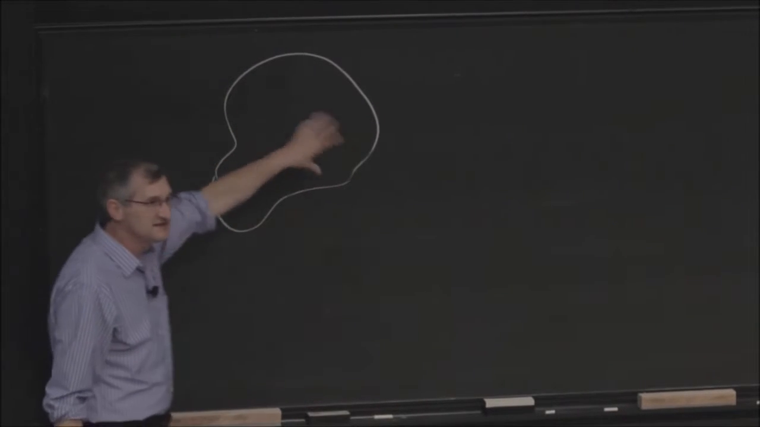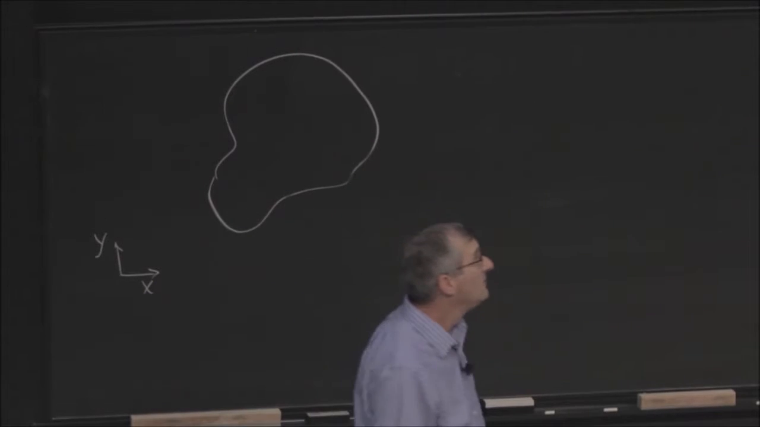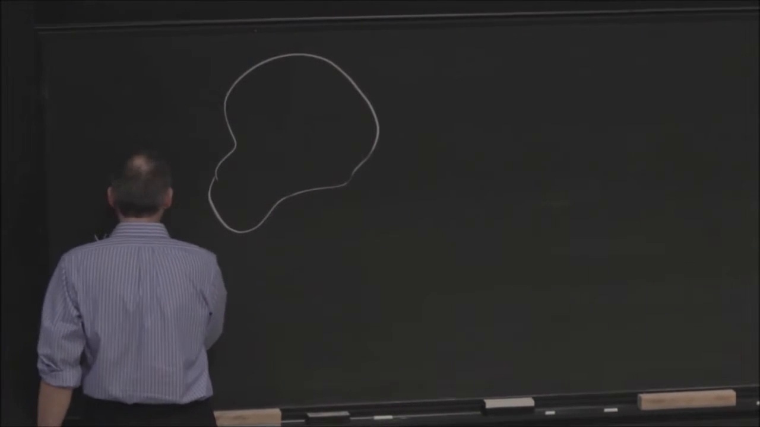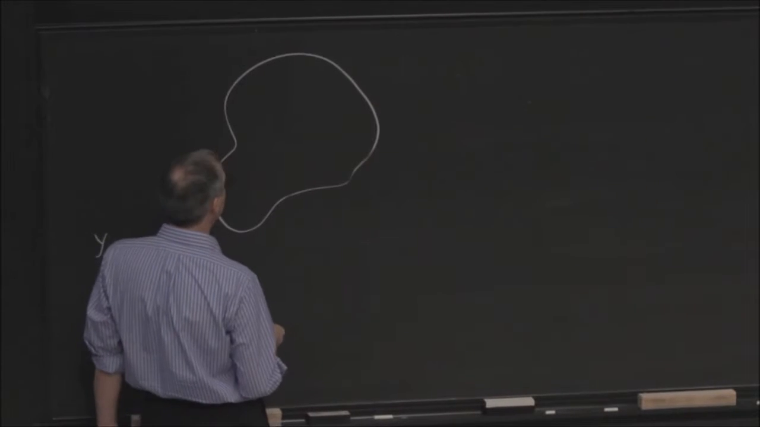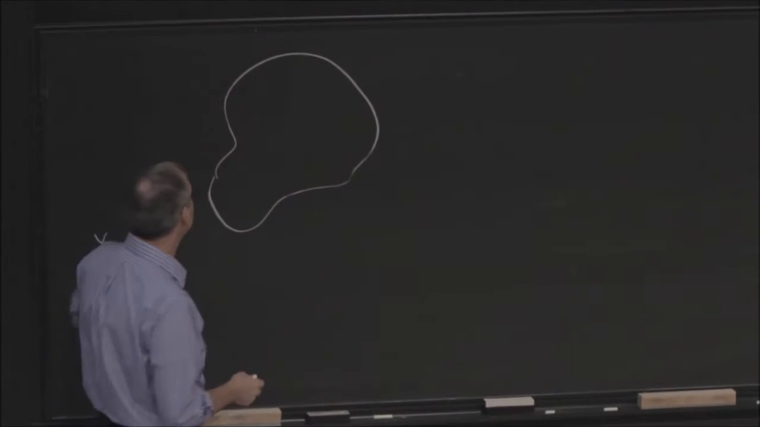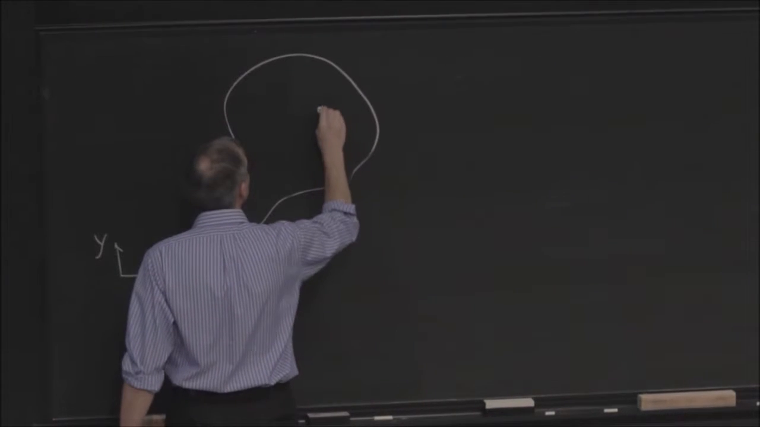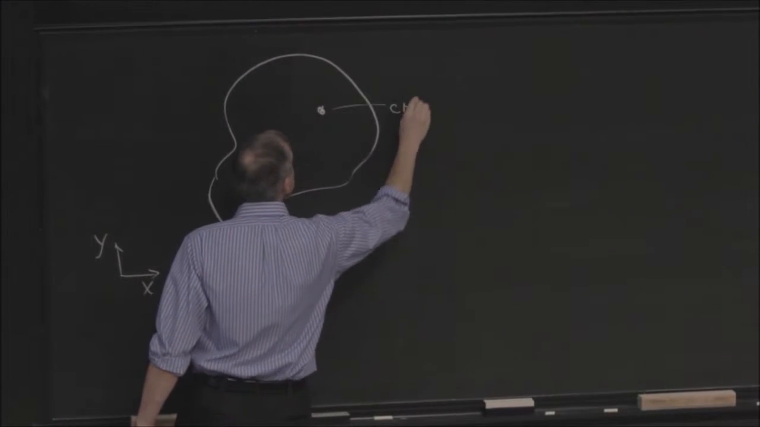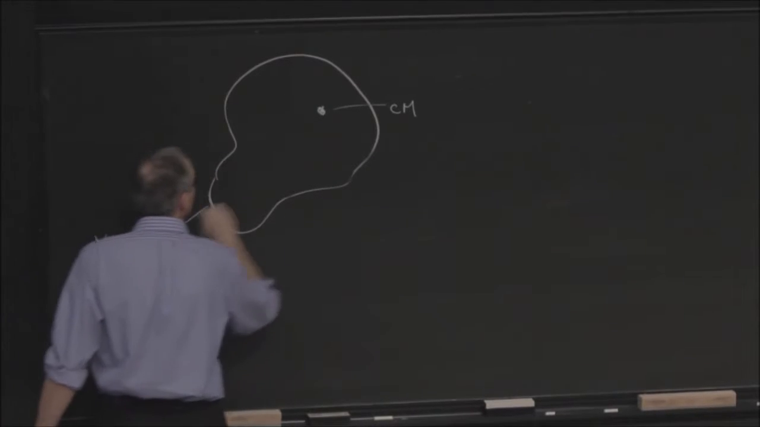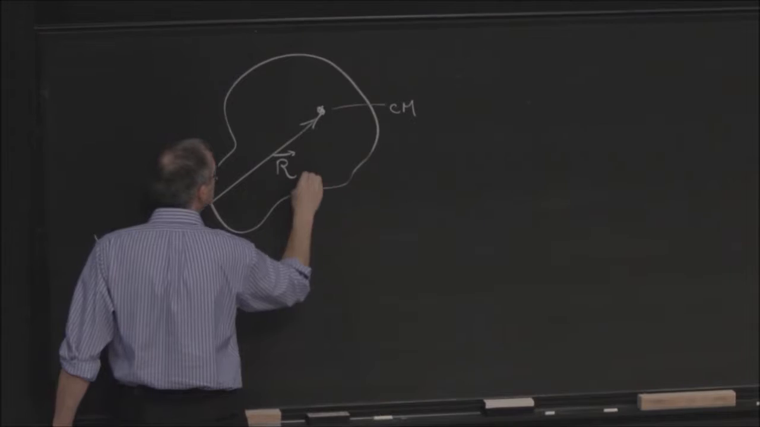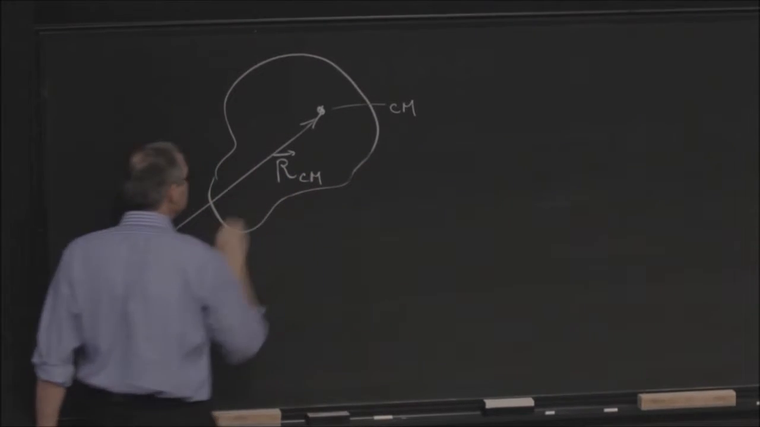And this object is composed of a bunch of mass points. Let's just worry about in the plane. And, I don't know, maybe it's not uniform density, so maybe the center of mass is right there. So that's the center of mass. And I can use the coordinate R CM for the center of mass.